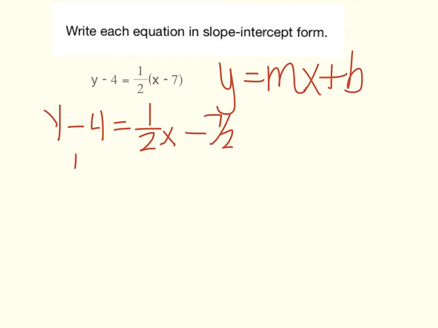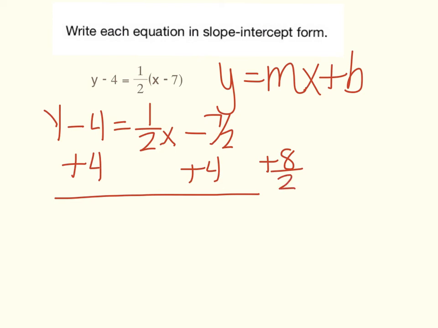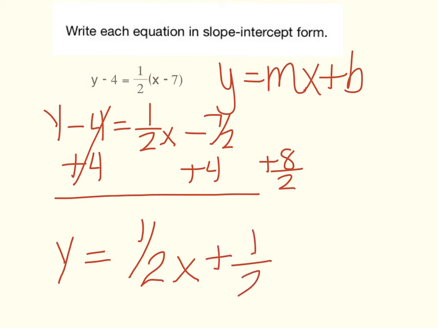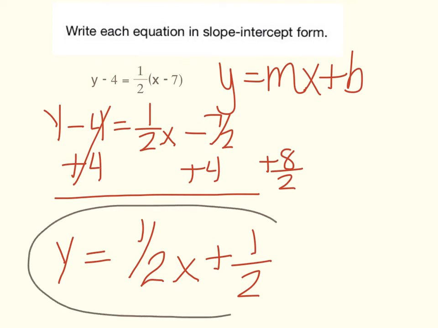All right, I'm going to add 4 to both sides. Adding 4, the whole number, is the same thing as adding 8/2. So this cancels out, and I have y equals 1/2 x. A negative 7/2 and a positive 8/2 is a positive 1/2. This is the equation written in slope-intercept form.